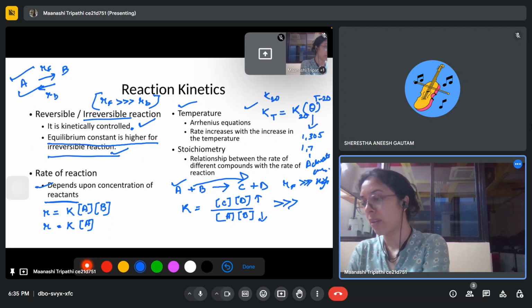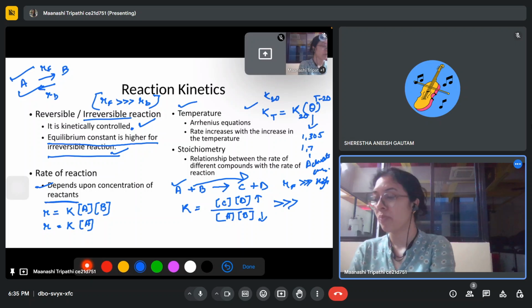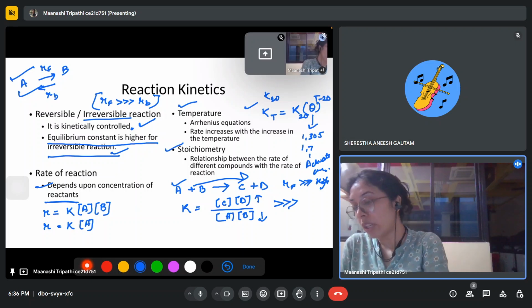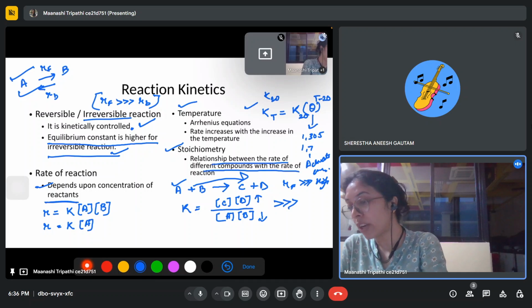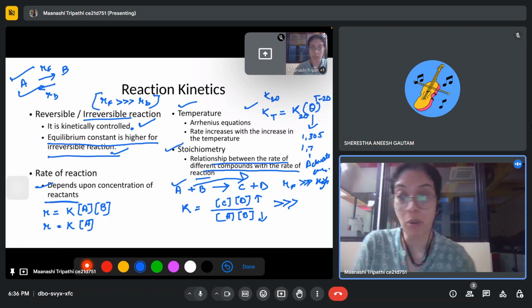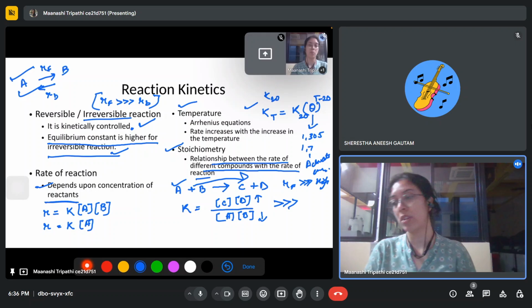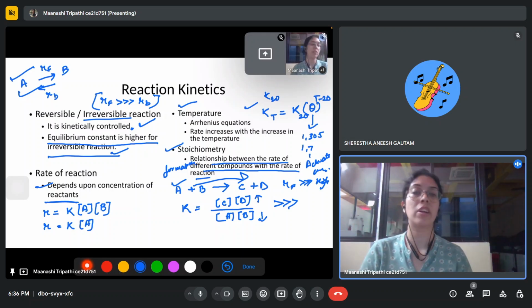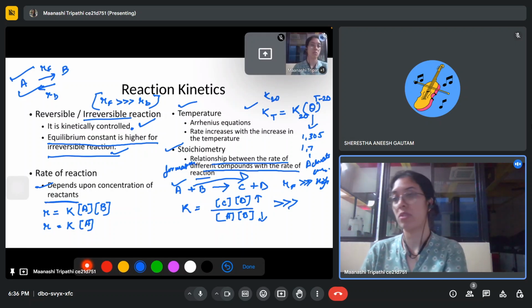Okay. The other thing is stoichiometry. Stoichiometry helps us to find the relationship between the rate of formation of different compounds and the rate of reaction. So here stoichiometry is used.